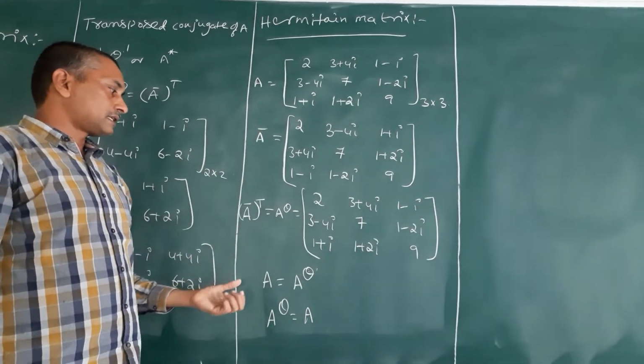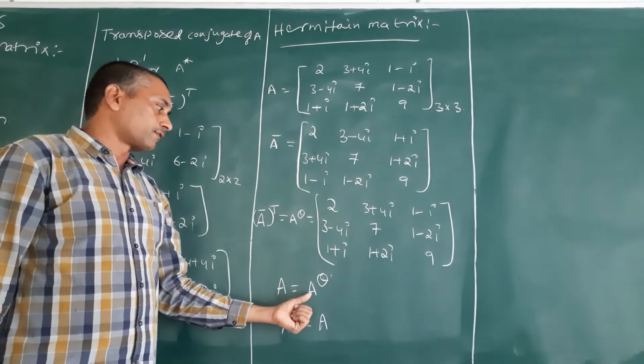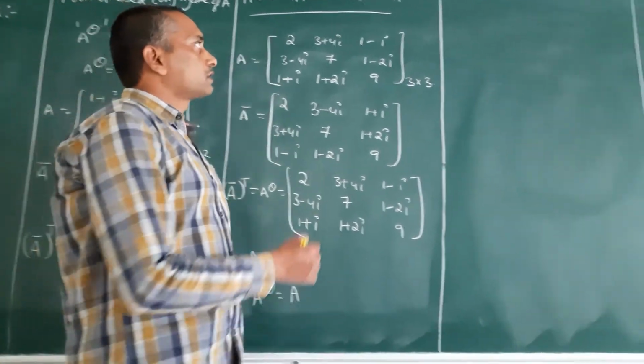Then A is said to be a Hermitian matrix. A square matrix is said to be Hermitian if and only if A equals A to the power of theta, or A to the power of theta equals A. Next, give Hermitian matrix.